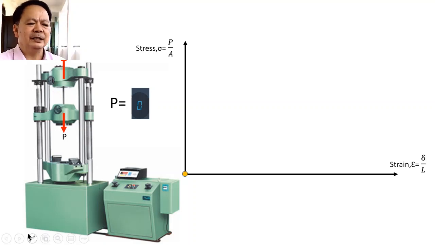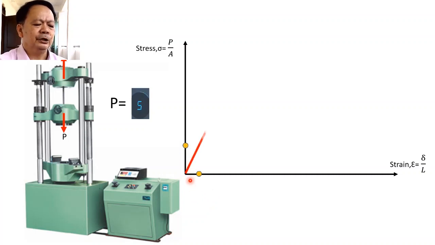Ganito ang mangyayari sa ating bar kapag ang bar ay na-subject na sa load that is applied by the universal testing machine. Makikita natin dito na itong ating stress ay mag-increase as the P increases. And as the stress is increasing, the bar will also be subjected to an elongation that would be represented by the movement of this gauge in this direction. Here is what will happen.